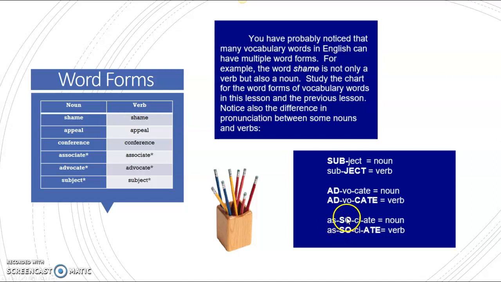Associate is a noun. Notice the stress in the middle of the word. Associate as a verb has both stress on the middle and the end of the word.